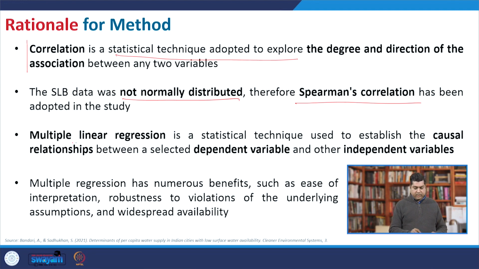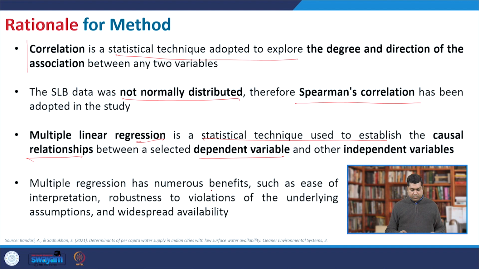After that, multiple linear regression is another statistical technique, used to establish the causal relationship between a dependent variable and other independent variables. Here we have taken PCS, the per capita supply of water, as dependent on metering or on the NRW. If you impose metering, whether there will be some check somewhere, that we need to see.